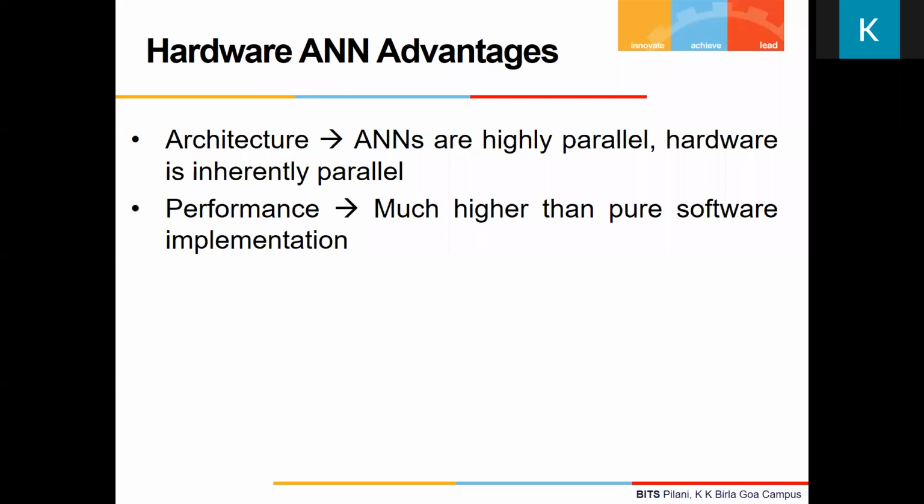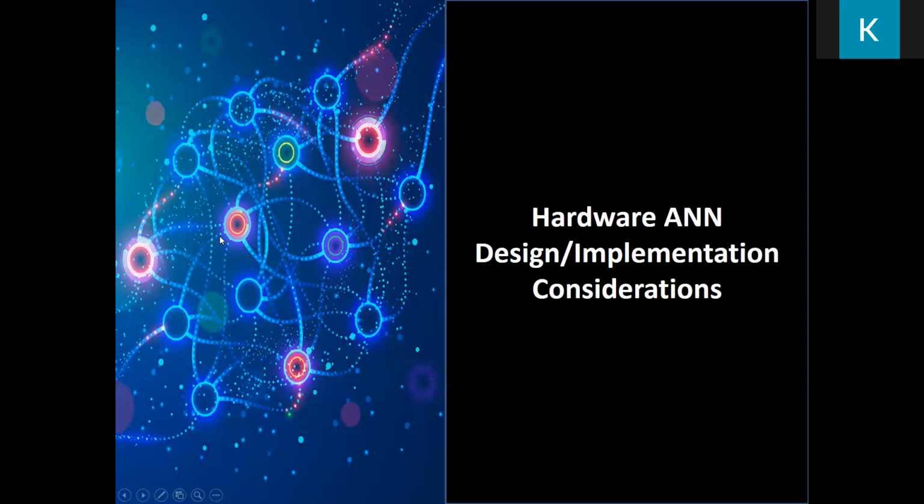So that will give you some performance improvement. But here I can have a specific implementation in hardware, whether it is using FPGA or ASIC, whatever, where I can implement this entire network in parallel, and the performance will be much, much higher than a pure software-based implementation. That is my main motivation. The architecture is quite matching, and because of that, the performance might be much higher compared to a software implementation. That's what is motivating us to look at hardware-based ANN.